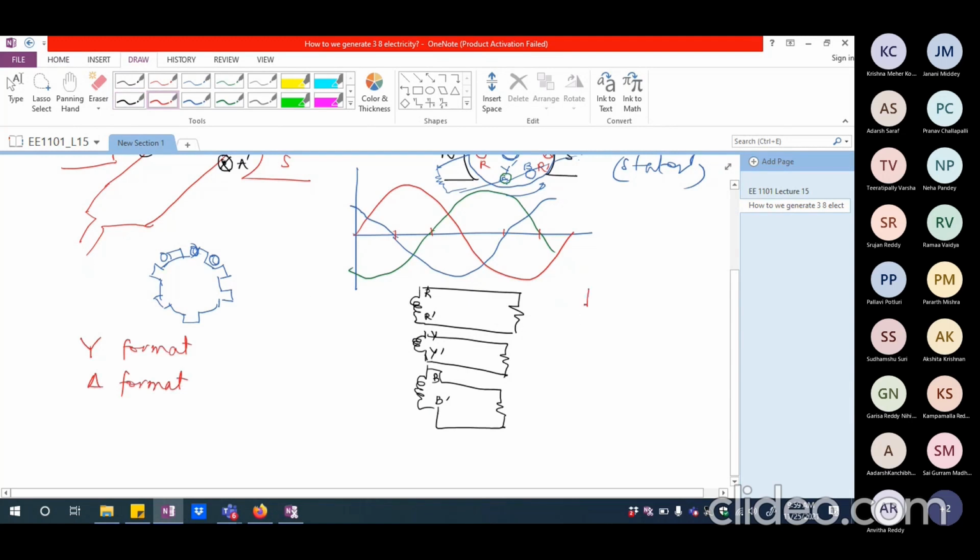So in star format, what I will do is, if this is R and R dash, and this is Y and Y dash, and I'm going to have B and B dash. So R dash, Y dash, and B dash I'll connect together.